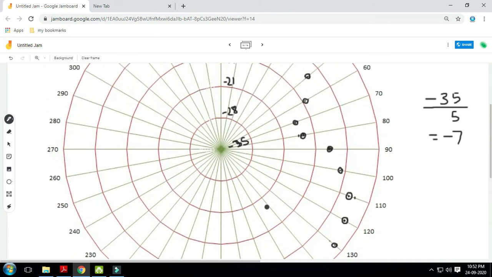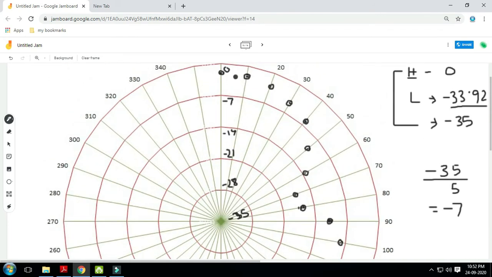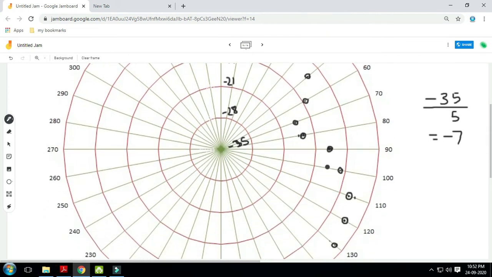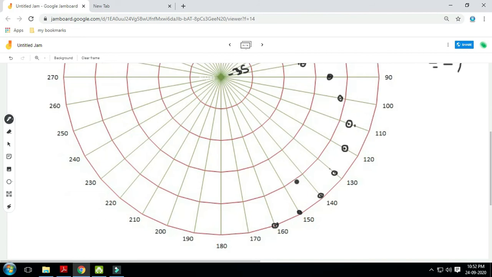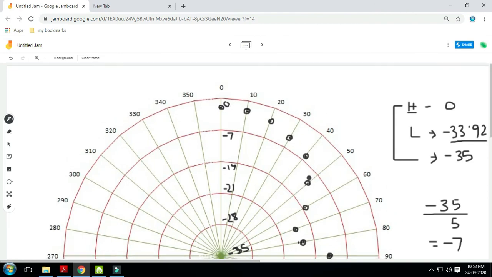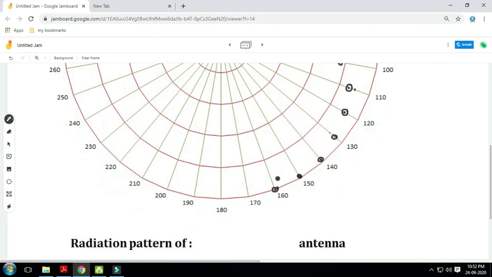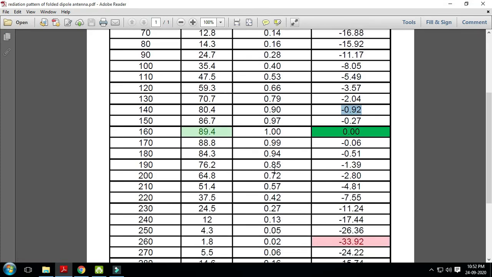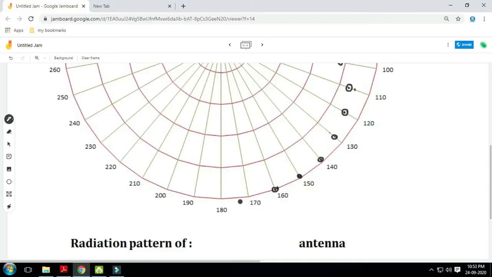Now, if you observe very carefully, these points are following a pattern. If we join these points, our pattern will be created. That is the radiation pattern of the antenna. So I have to complete the graph first, then join all these dots and get my radiation pattern. To do that, I just put all these points one by one and complete the graph. So 0.06.